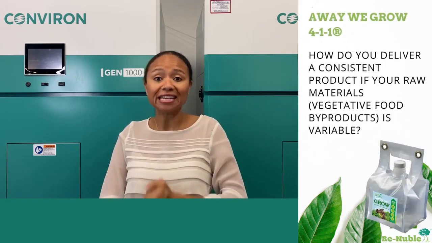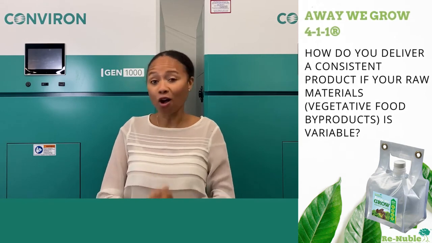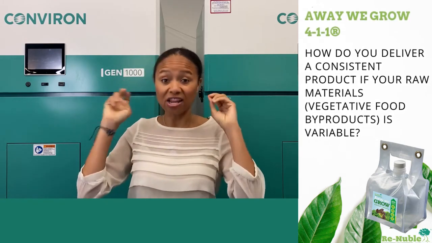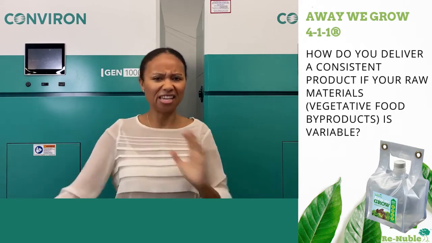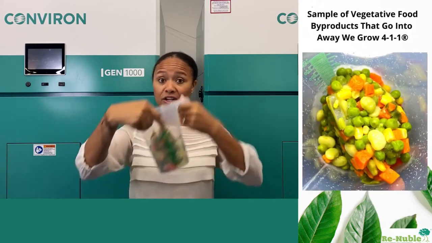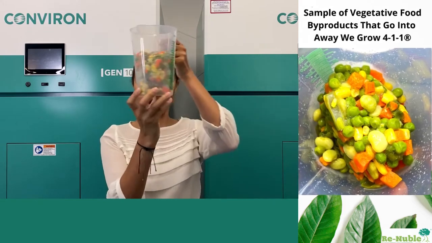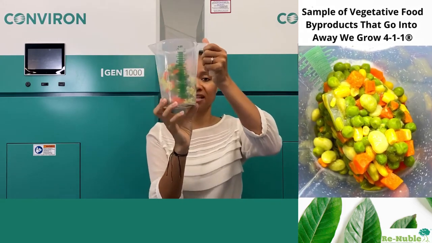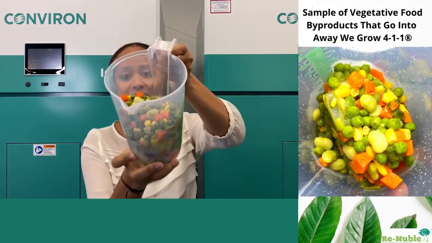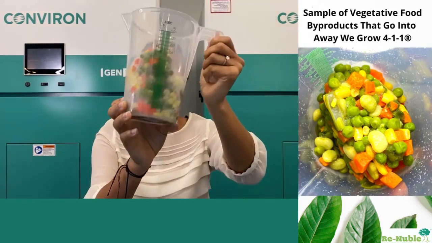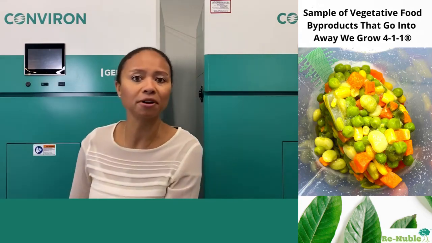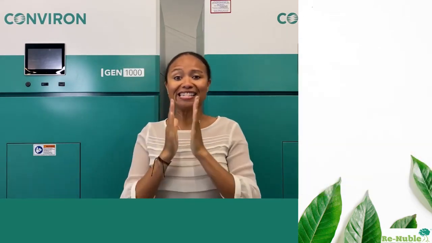So the question specifically is, how do you deliver a consistent product if your raw materials, quote unquote, vegetative byproducts or waste, is variable? So let me give you a very clear visual of the raw material. We source these types of food waste. You can see broccoli, carrots, corn. This makeup or composition of food waste is the same every day that we receive it.